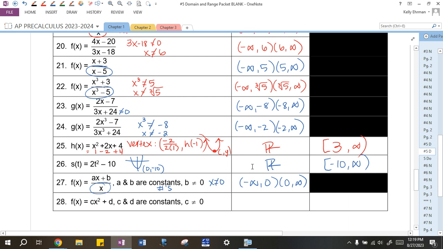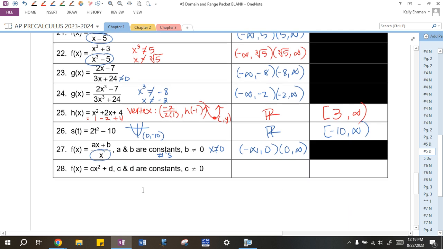All right, now I have domain and range for this last one, and again, C and D are constants, numbers. C can't equal 0. So this is some sort of quadratic. We can plug anything in that we want. And then it kind of depends. Are they positive? Are they negative? Are they a combo? Let's think about this.